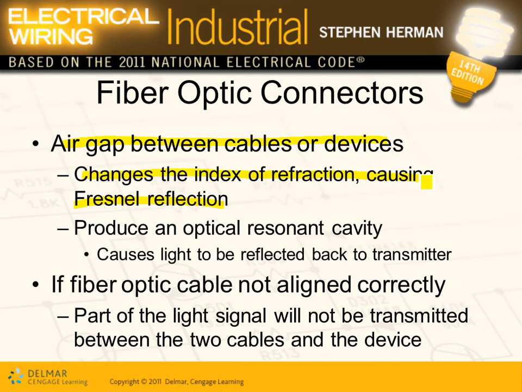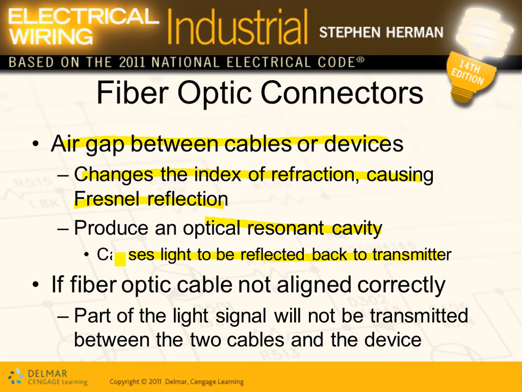It produces an optical resonance cavity, which causes light to be reflected back to the transmitter. That's what they call it. So since those are reflectors, a bad connection will reflect the light back. Who cares? It will slow down the data and corrupt some of the data. So you have to pay a lot of attention to that.